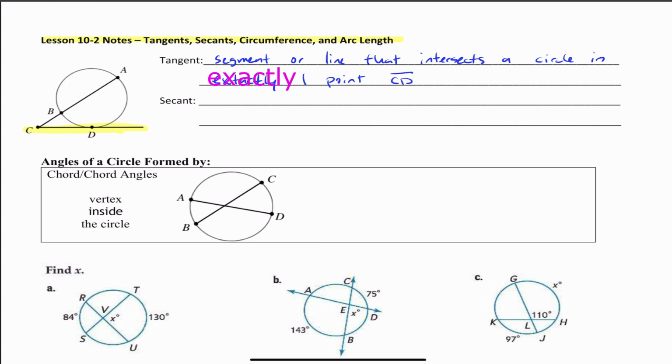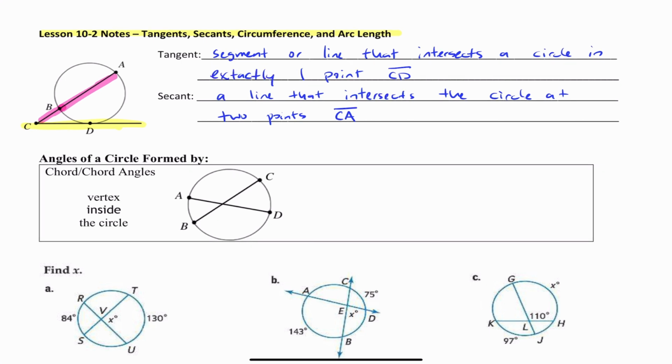Now a secant is essentially a line that intersects the circle at 2 points. So here, let me go ahead and use my highlighter. First of all, this right here is a chord because both of its endpoints are on the circle. But if I were to extend this chord, then you have a secant. Okay, so line segment CA is an example of a secant.